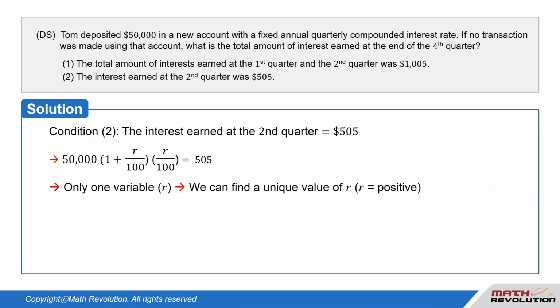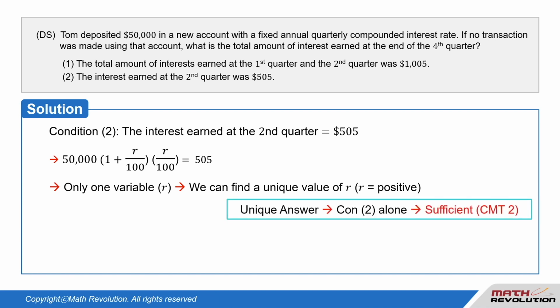Condition 2 tells us that $50,000 times (1 plus R over 100) times R over 100 equals 505. Therefore, we have only one variable R, and we can find a unique value of R since R is positive. The answer is unique, so the condition is sufficient by CMT2, which states that the number of answers must be 1.